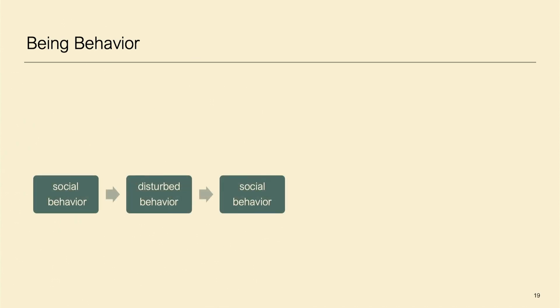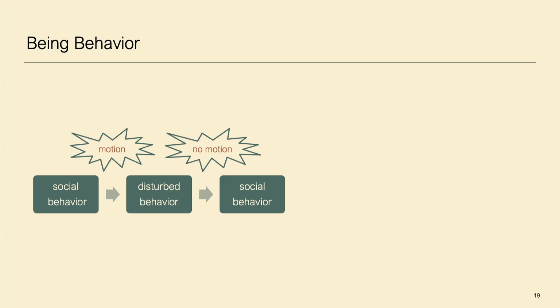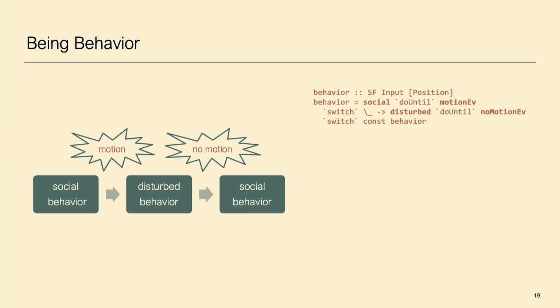So let's have a look at our code or at the design. A big advantage of FRP is that it makes it really easy to write code that is close to the problem description. So for the being behavior, this would be that you have the social behavior of the being, and when a motion event appears, the behavior changes to disturb behavior, and if there is no motion, it will change back to the social behavior. You can see it here in the code written in Yampa. So we start with the social behavior until the motion event happens, and the behavior switches to the disturb behavior, and after no motion event, it will switch recursively back to the social behavior.